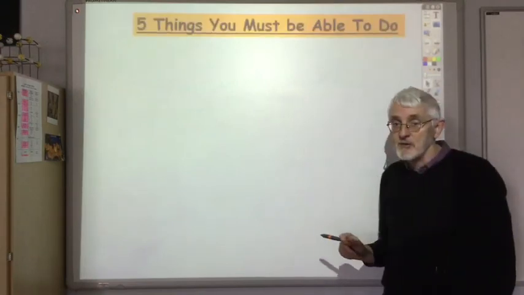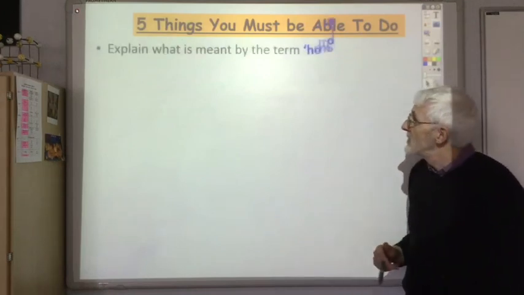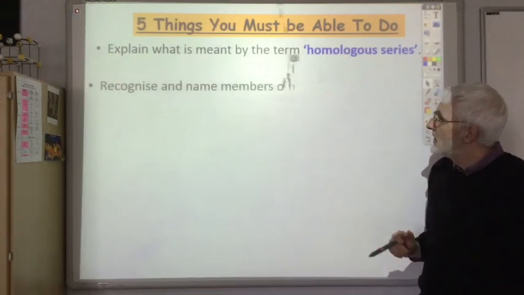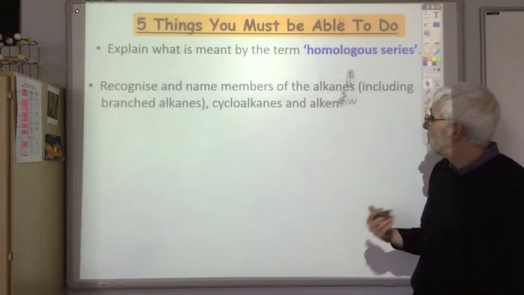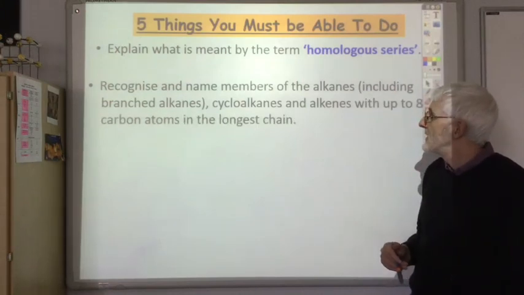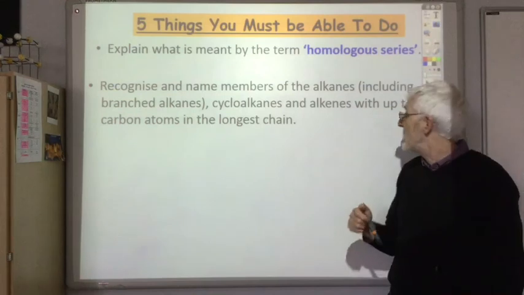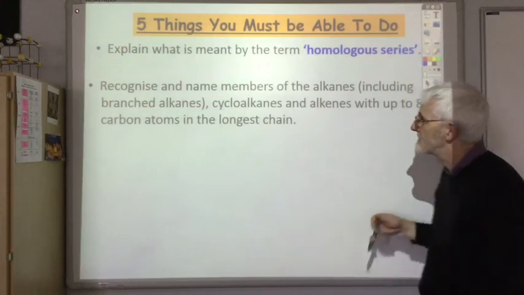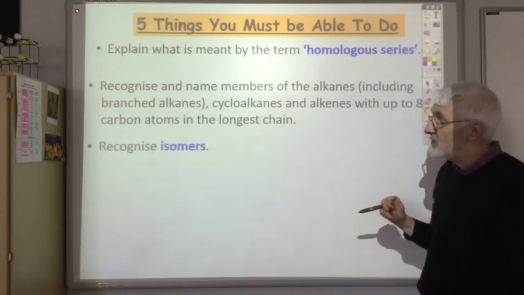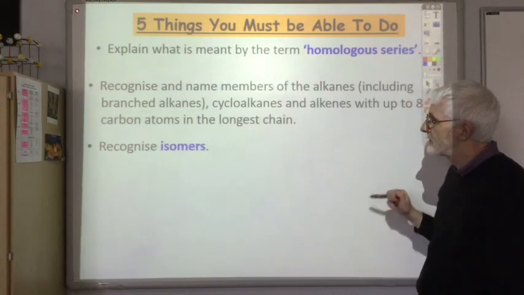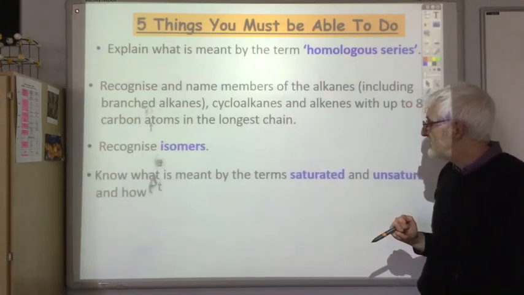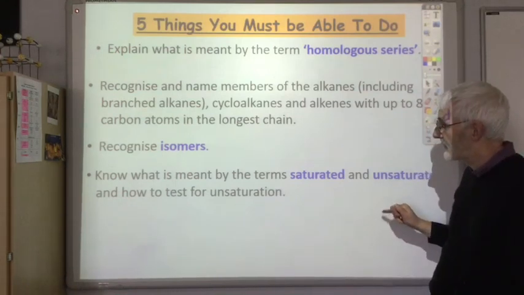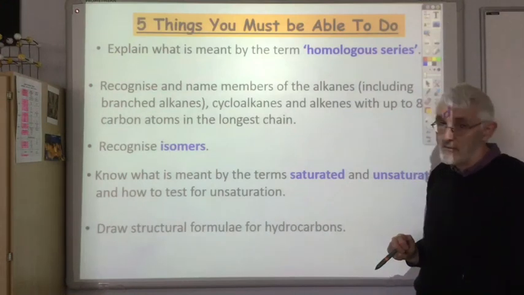Okay, so 5 things you should be able to do by the end of this section. You should be able to explain what is meant by the term homologous series. You should be able to recognise and name members of the alkanes, including branched alkanes, cycloalkanes and alkenes with up to 8 carbons in the longest chain. You don't need to name things beyond 8 carbons. You should be able to recognise isomers. You should know what is meant by the terms saturated and unsaturated, and know how to test for unsaturation. And you should be able to draw a structural formula for hydrocarbons.